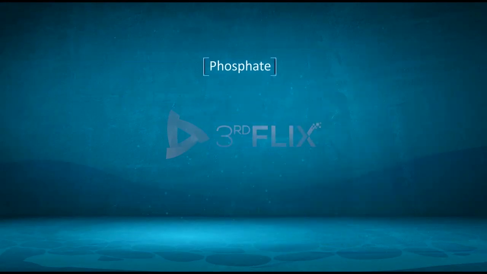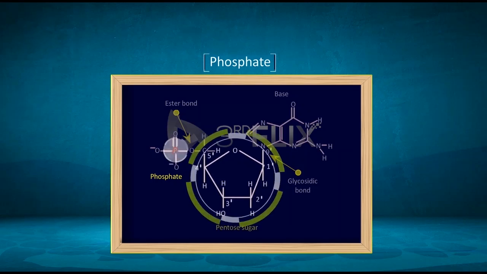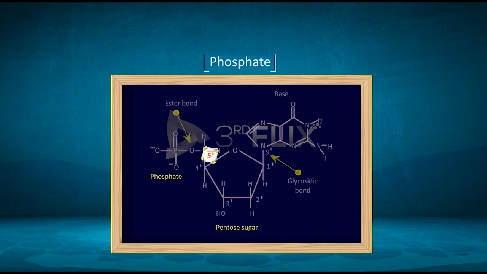Phosphate. Phosphate molecules are attached to the adjacent pentose sugar, alternatively at their 5th and 3rd carbon atoms, by phosphodiester bonds.